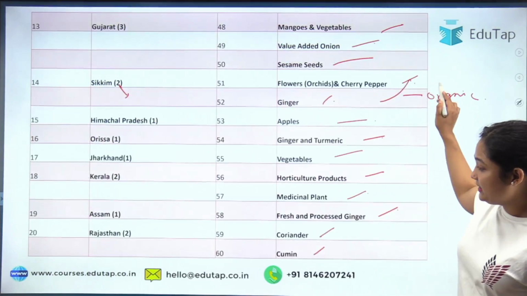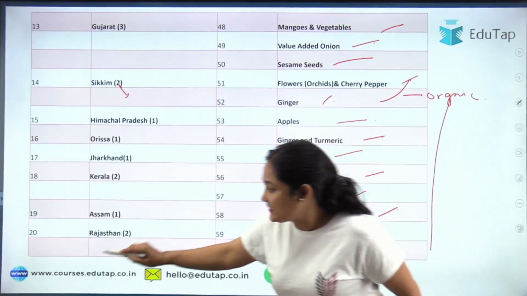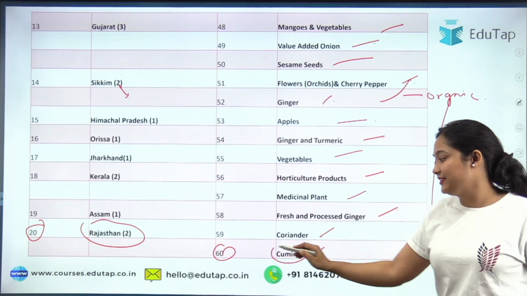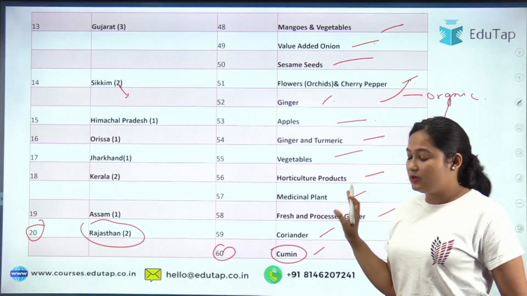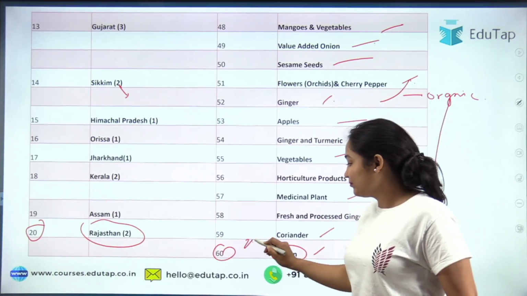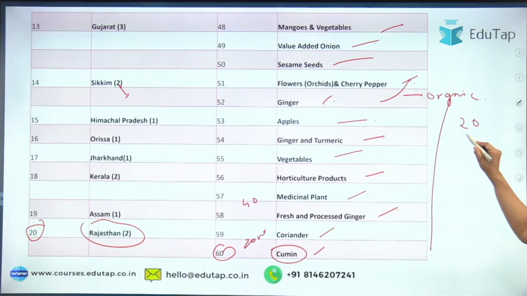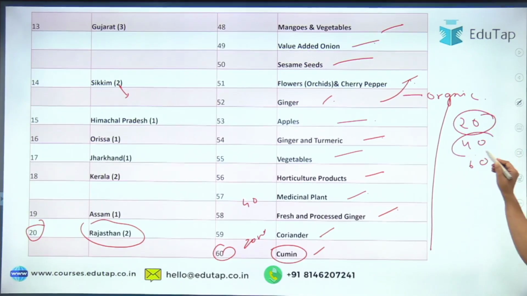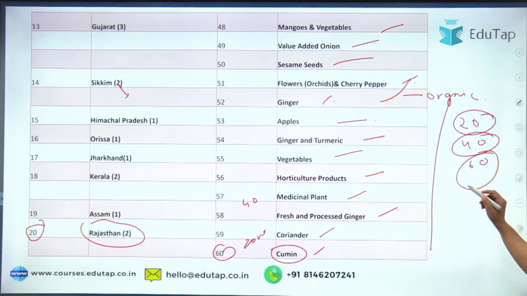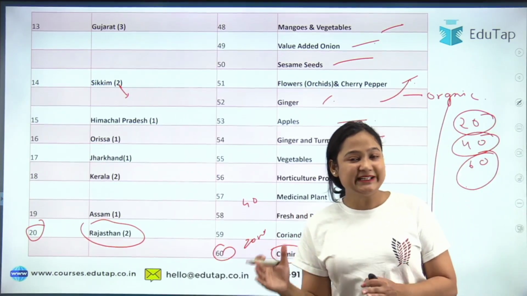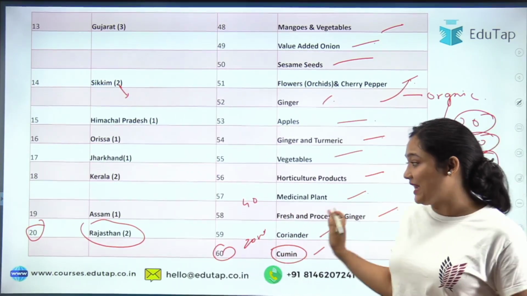Okay, so these are all your 20 states we have completed, and for 60 commodities we have discussed. So 60 zones are there. Crops are only 40. So you'll have to remember the ratio 20, 40, 60. 20 states for 40 commodities and 60 agriculture export zones are there. Okay, I think quite easy to remember, and that will be it.